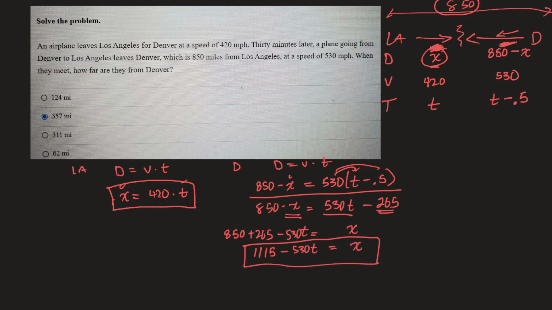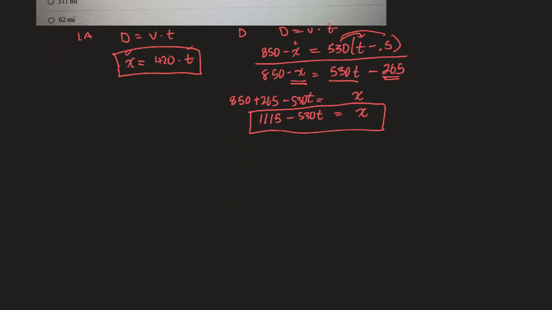Okay, so now I have each equation solved for x. Now the value for x is going to be the same. So I can say, well, since x is the same number, that 420t must be equal to that, minus 530t. Okay, now I've got an equation that just has t's in it. That's why I do this x equals x thing.